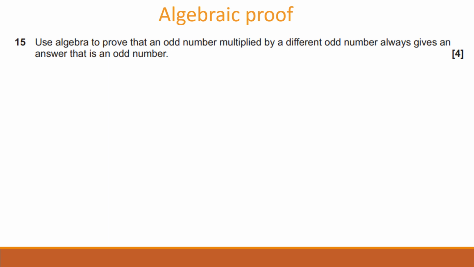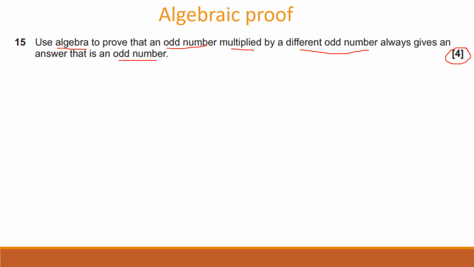Now question 15 is to do with algebraic proof. And this question is quite a tricky question because they expect you to use algebra on the question, and if you don't use any algebra then you can't get the answer correct or any method marks. So in the question it does say use algebra. Okay, so this means we're either using x's, n's, m's, different letters to prove that we have got an odd number multiplied by a different odd number always gives an answer that is an odd number.